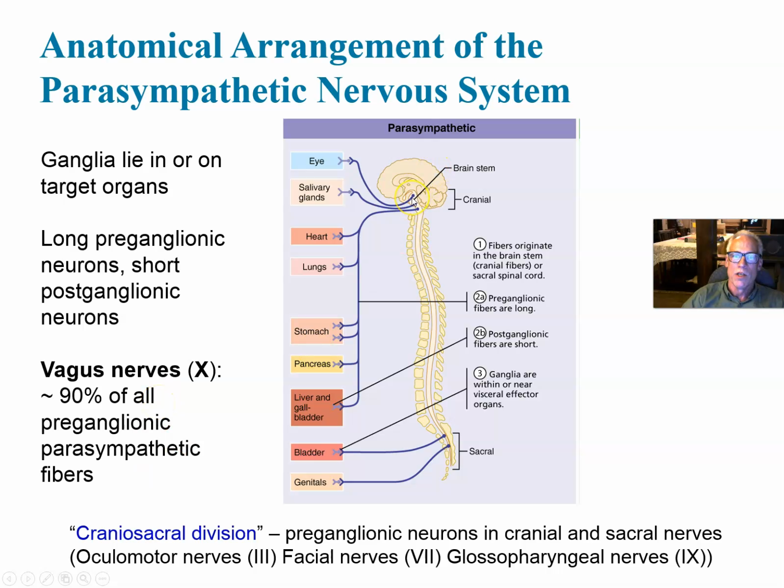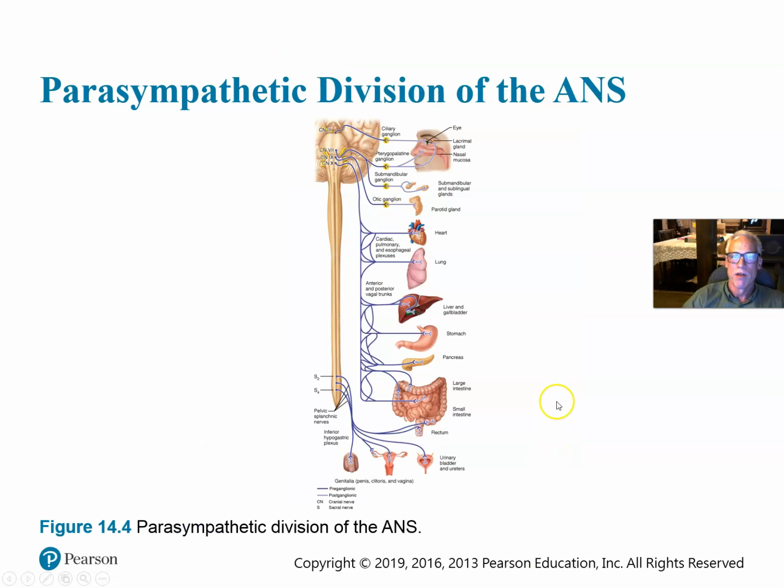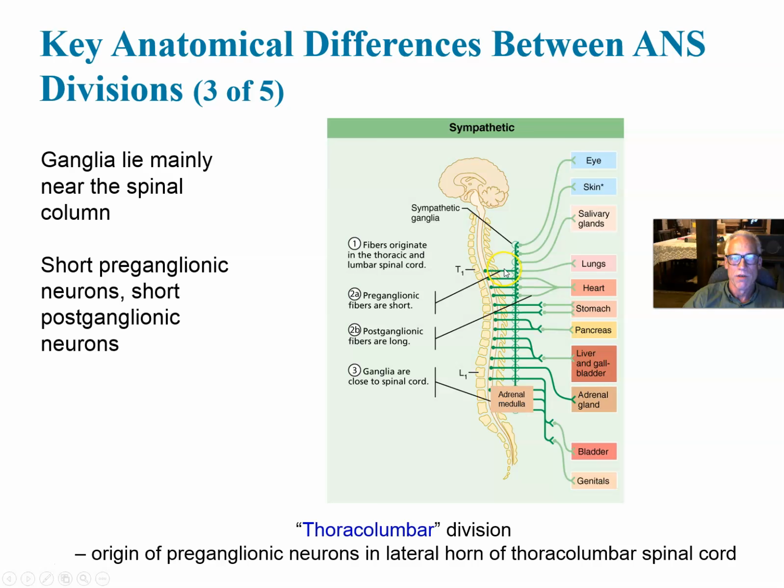Because the origin of the preganglionic neurons is in the cranial and sacral region, it's called the craniosacral division. The oculomotor nerve, facial nerve, and glossopharyngeal nerves also carry parasympathetic fibers. And here's another schematic diagram showing a little bit more detail. All right, let's look at the sympathetic division. The sympathetic division has its preganglionic neurons in the lateral horn of the thoracolumbar spinal cord. Thorax, lumbar region, thoracic region, lumbar region.